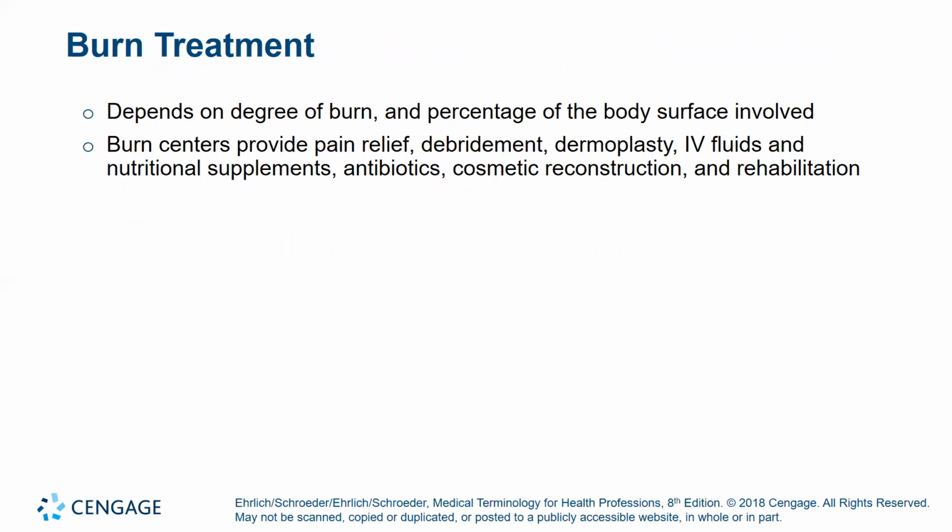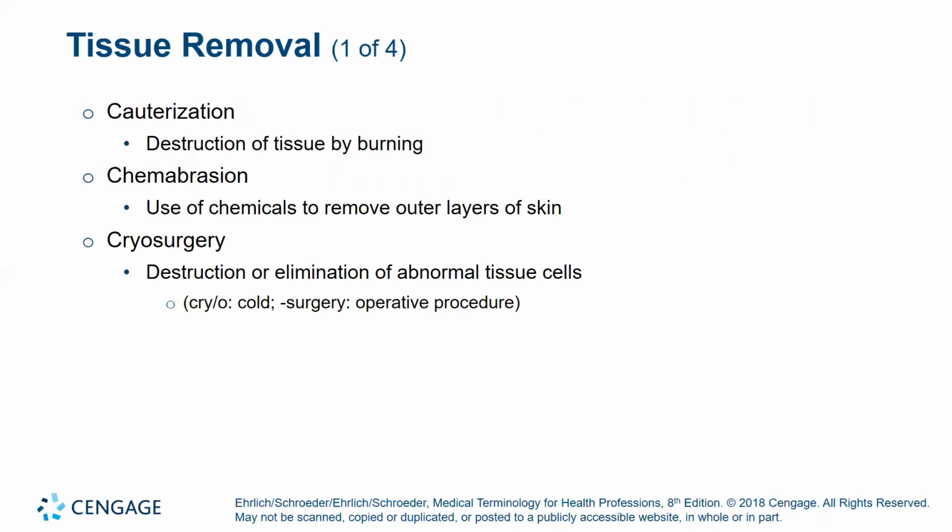Burn treatment depends on the degree of burn and the percentage of body surface involved, obviously how they're going to treat it. So burn centers provide pain relief, debridement, dermoplasty, IV fluids, and nutritional supplements, along with antibiotics, cosmetic reconstruction, and rehab. So you can see, depending on the degree of burn, there are several different reliefs that they can provide. Tissue removal, they can cauterize it.